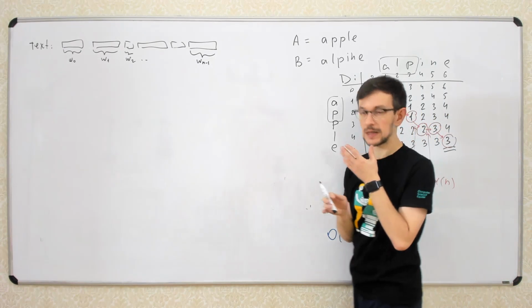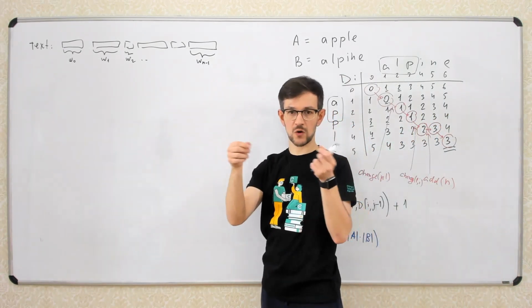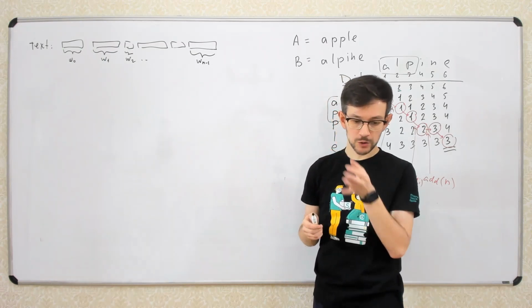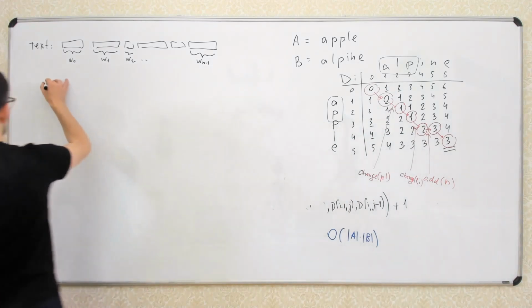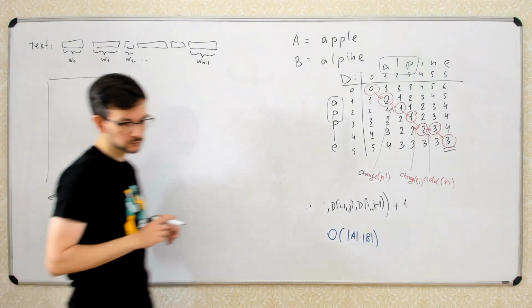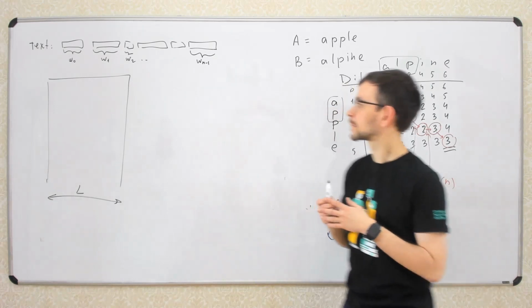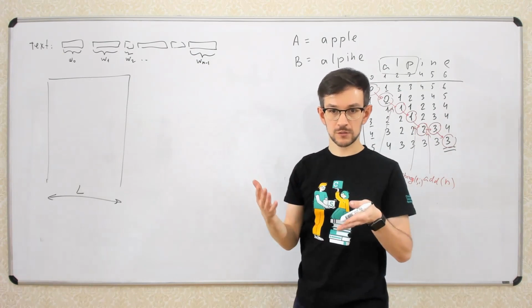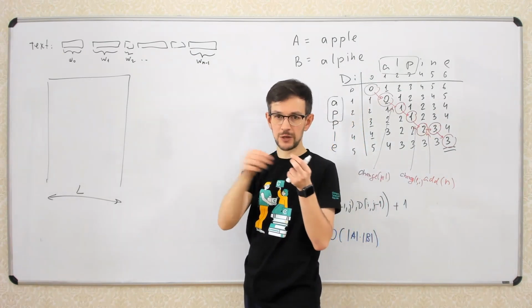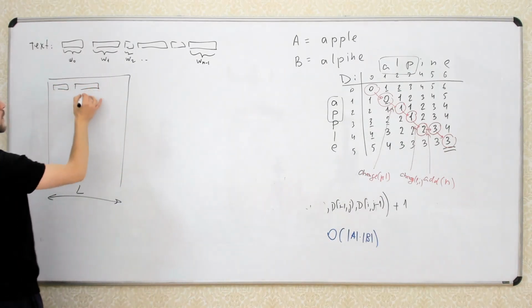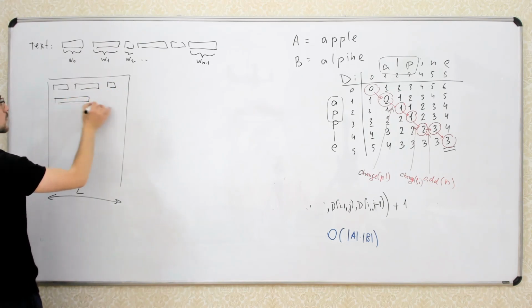So there is text, and we know the width of each word. What we want to do is print these words. So we have this sheet of paper which has width L. And we want to put these words onto this sheet. To put them on the sheet, we need to split them into some lines. So we take the first word, put it here, then the second word, put it here, then the third here, and so on.